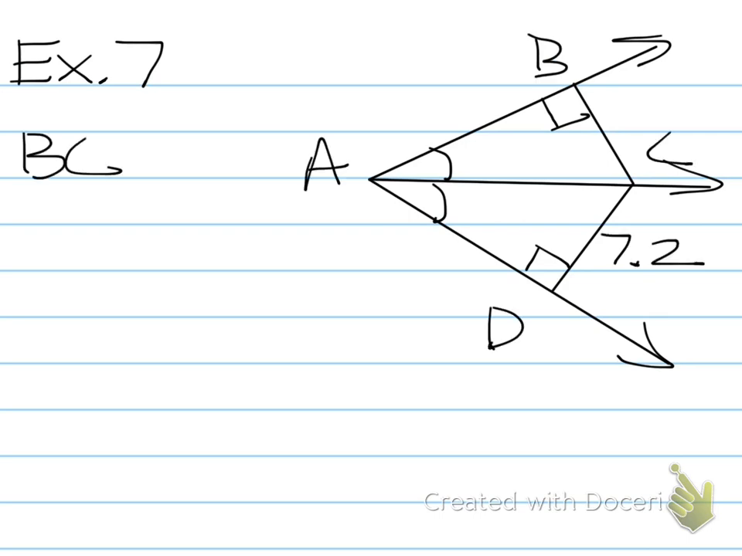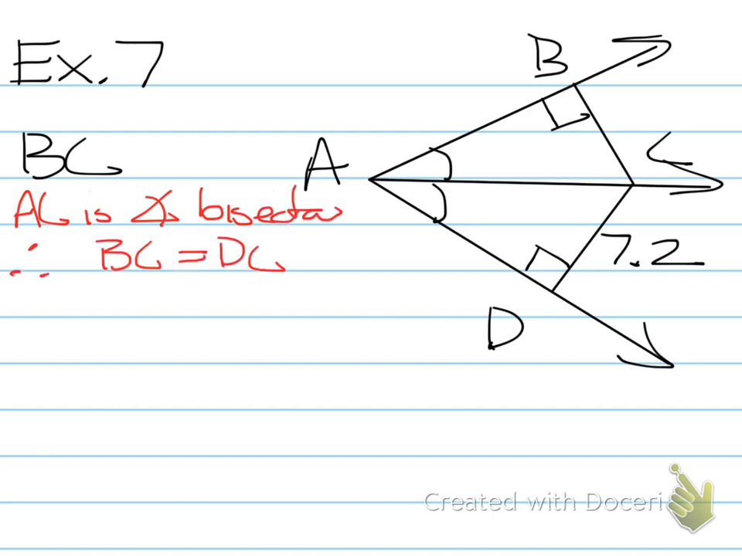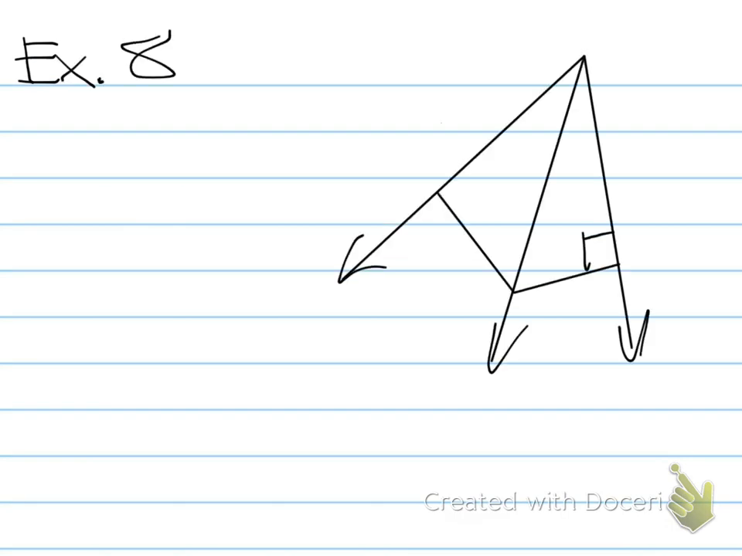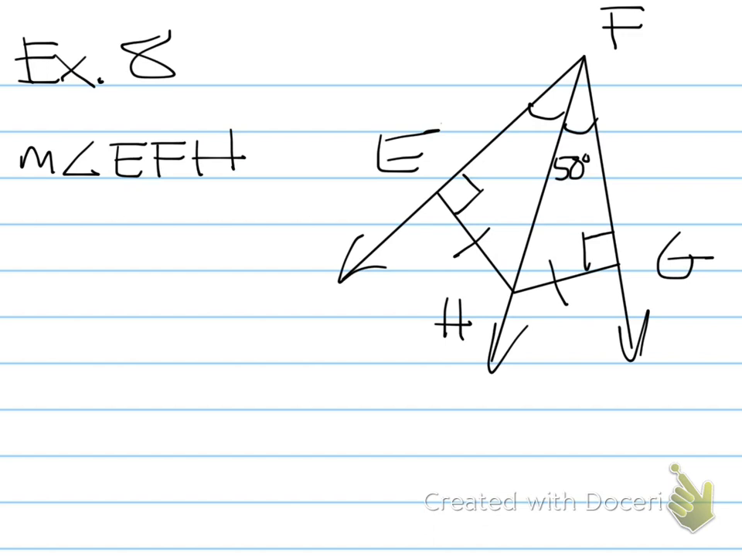In this example, AC is the angle bisector, so CD is congruent to CB. So BC is going to be the same length as DC, which is going to be 7.2. And in this figure, FH is the angle bisector. So EFH is going to be congruent to GFH. They're both going to be 50 degrees.